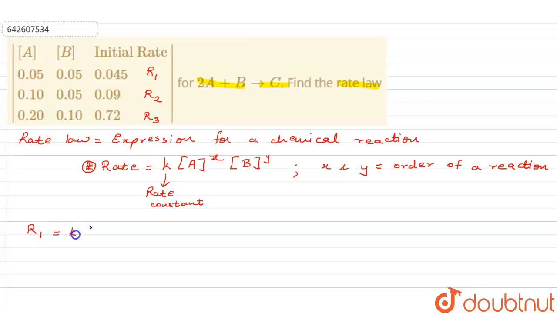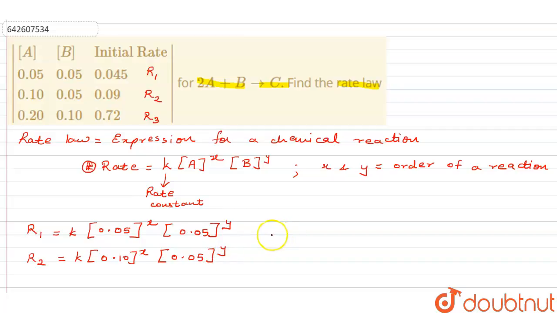R1 is equal to K into concentration of A, that is 0.05 raised to X, which is unknown, which we have to find out actually, and into concentration of B, that is 0.05 raised to Y. Now, on a similar line, R2 can also be placed. So R2 is equal to K into concentration of A, that is 0.10 raised to X, into concentration of B, that is 0.05 raised to Y. R1 and R2 are given to us, that is 0.045 and 0.09 respectively.